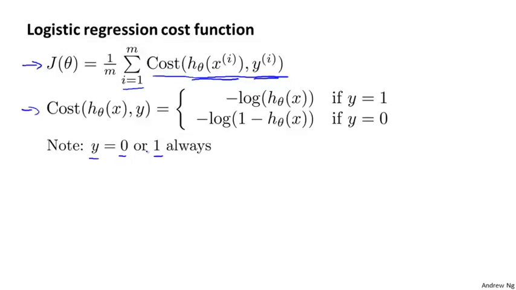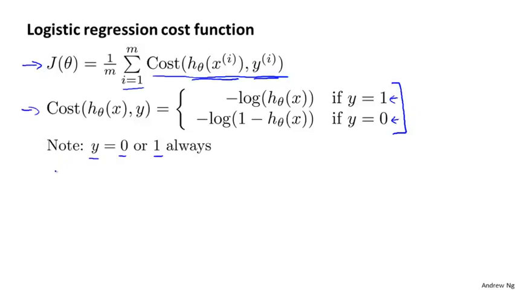Because y is either 0 or 1, we'll be able to come up with a simpler way to write this cost function. In particular, rather than writing out this cost function on two separate lines with two separate cases for y equals 1 and y equals 0, I'm going to show you a way to take these two lines and compress them into one equation. And this will make it more convenient to write out a cost function and derive gradient descent.